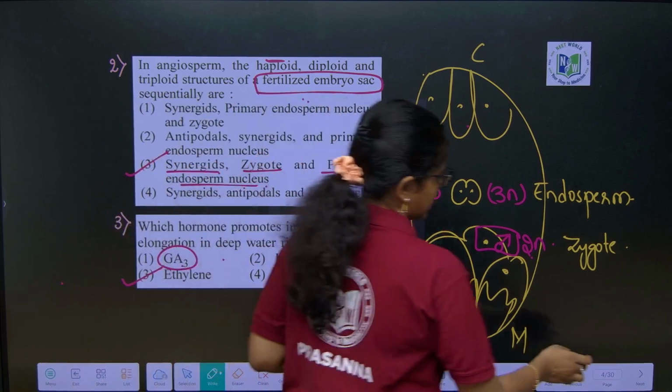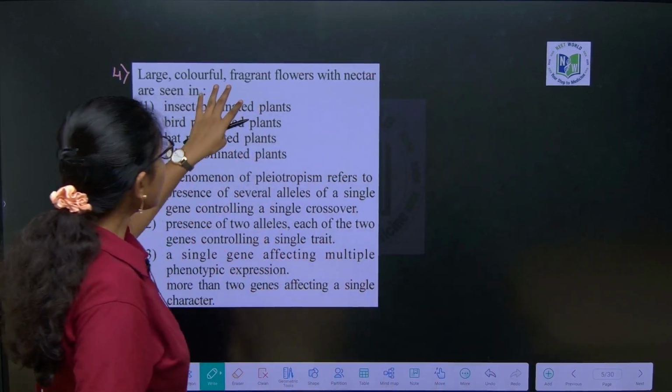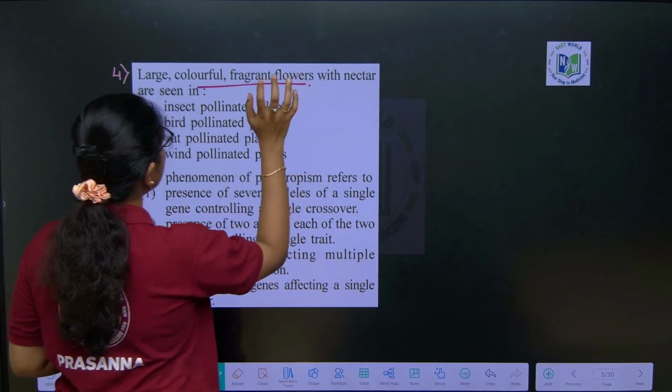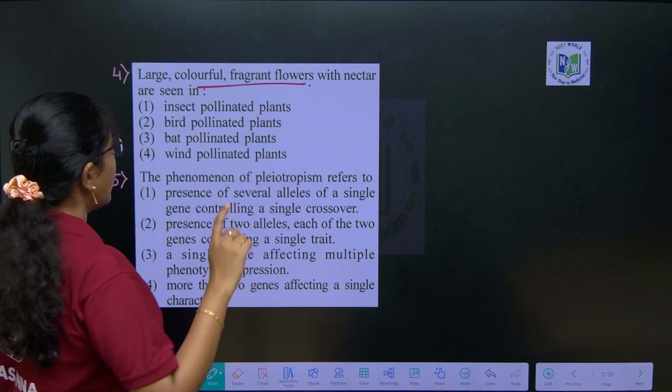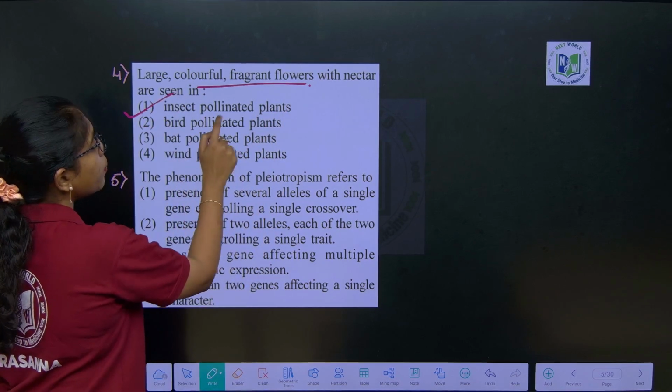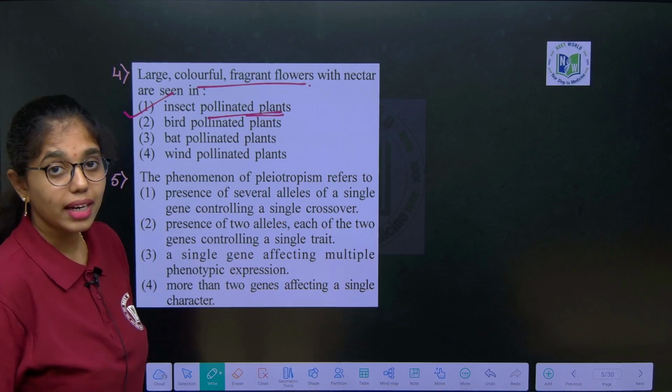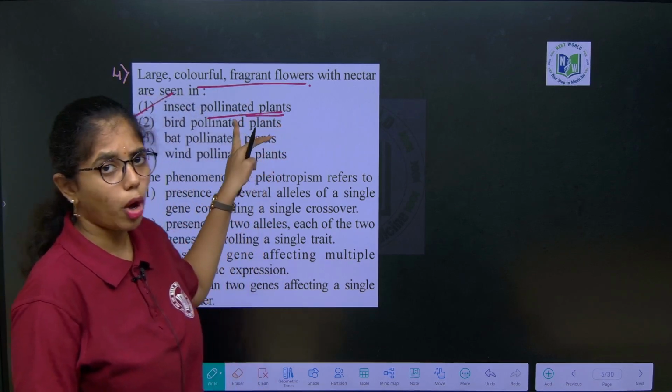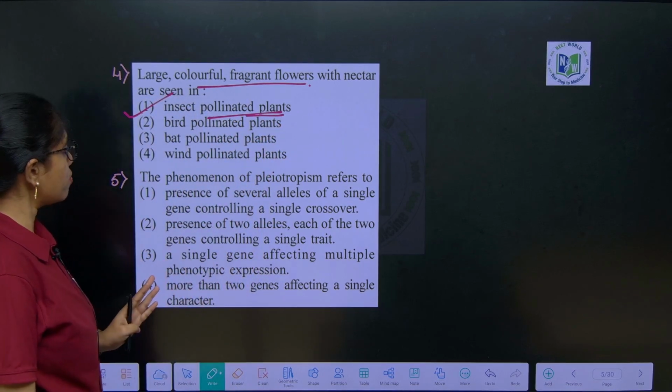Okay. Next, large colorful fragrant flowers with nectar are seen in insect pollinated plants. They are seen in what, Nana? Insect pollinated plants. This is from pollination of sexual reproduction in flowering plants.